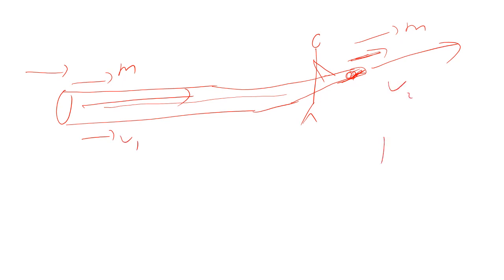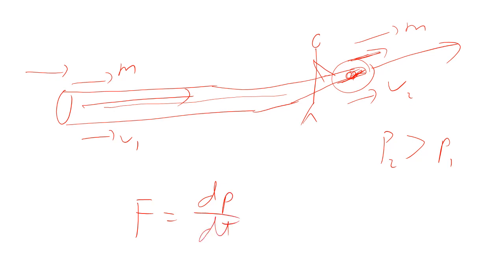So that means the momentum P2 is greater than P1. So the momentum changes as it goes through the nozzle, because that's where it starts speeding up. And we know that force equals dp/dt. So that means we're applying a force on the water right there. Well, Newton's third law says for every force, there's an equal and opposite force. So there's a very large force backwards on the fire hose.